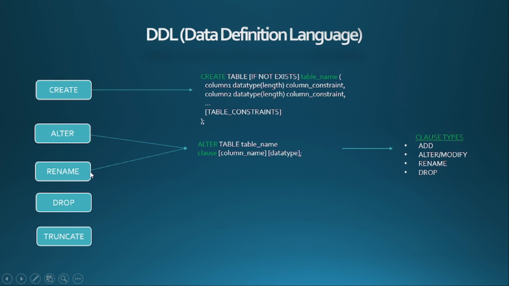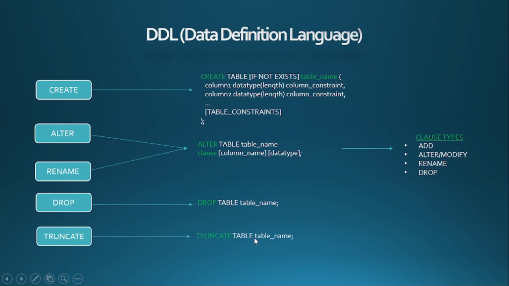Generally ALTER and RENAME are both clubbed together in PostgreSQL. We can see this practically. Moving to next, the DROP command: DROP table name. If we want to drop any database object, we will use this syntax.